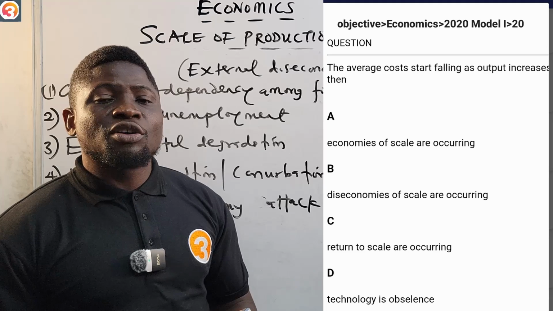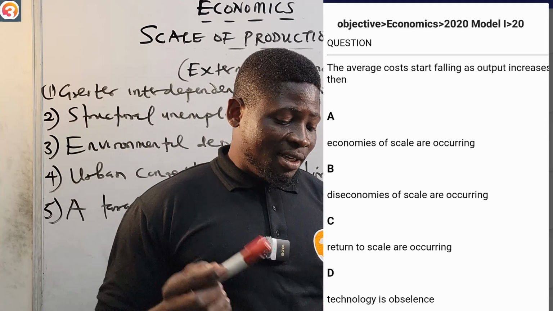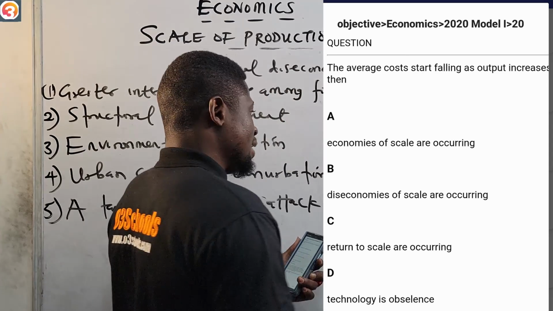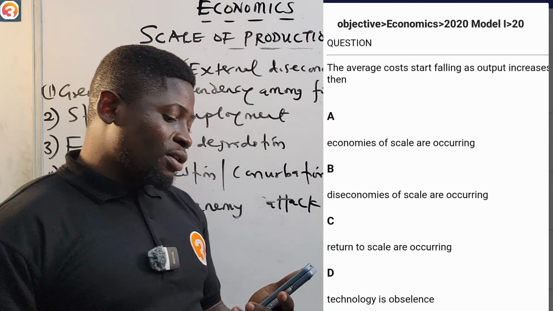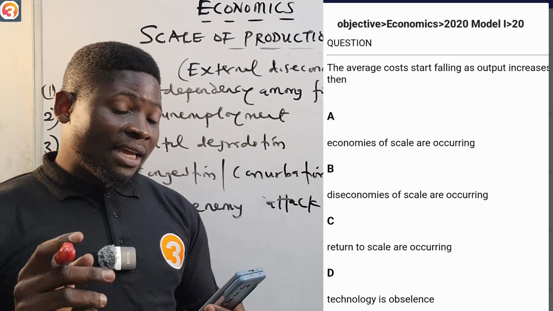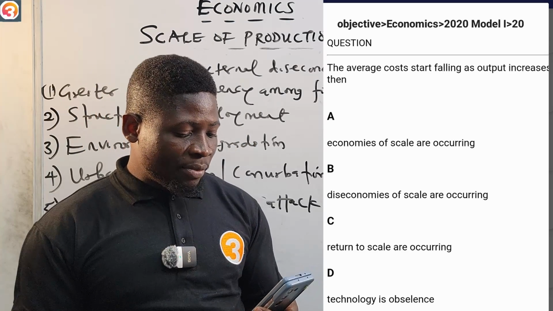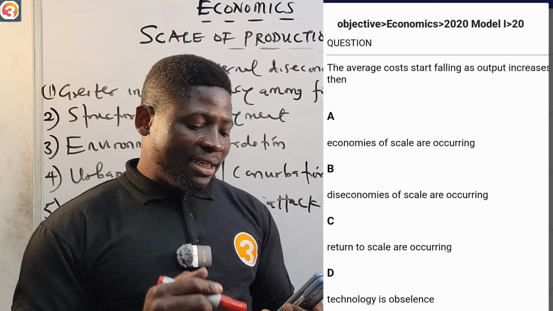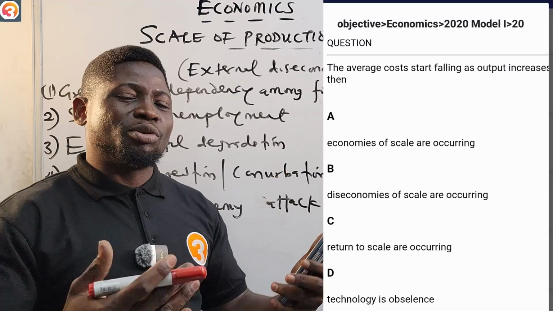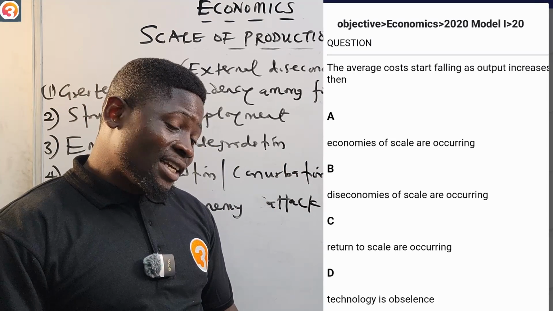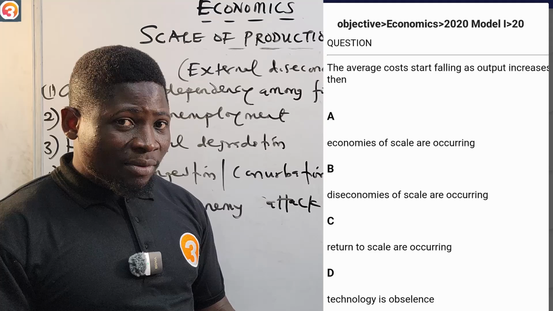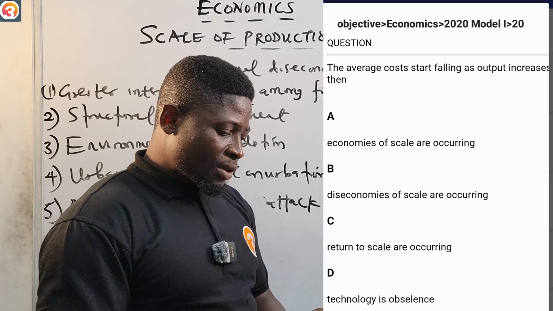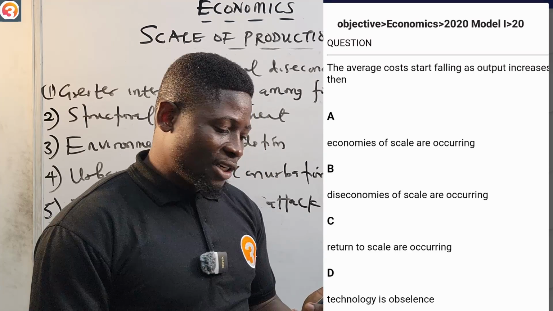So number one says the average cost starts falling as output increases. That is 2020, number 20. They say the average cost starts falling as output increases. Then A says economies of scales are occurring. B says diseconomies of scales are occurring. C says return to scale are occurring. D says technology is obsolete. So when average cost of production is falling, is it internal economies of scales or diseconomies of scales? Okay, so I'm sure you know that answer very well. All right, so you should pick the right answer and put it in the comment section.